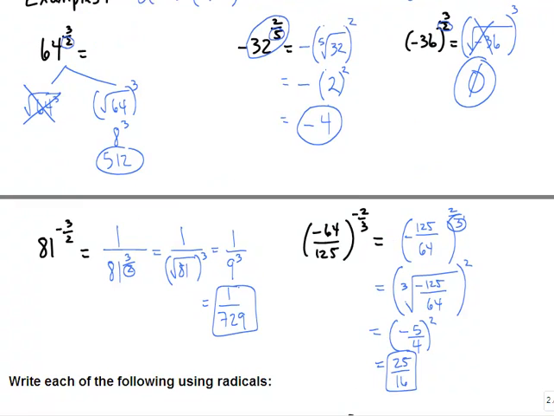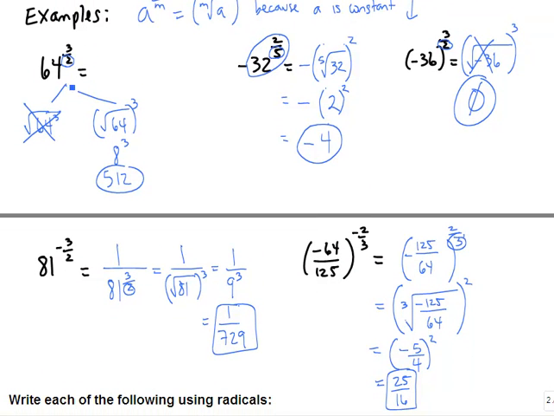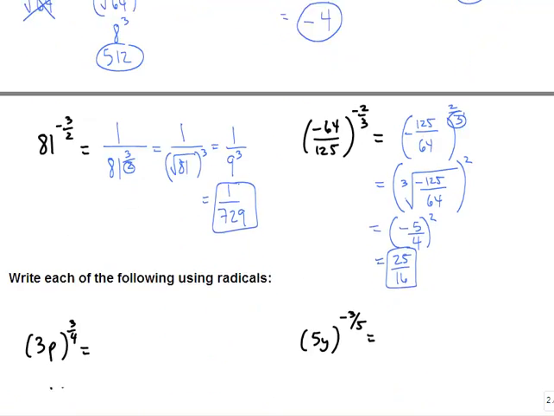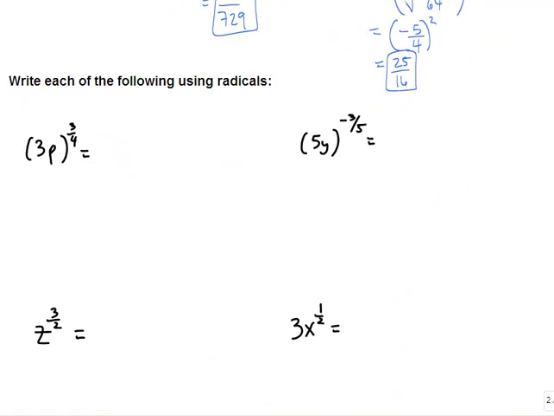So our final answer is positive 25/16. Alright, so all of these examples that we just worked on had constants in the base, numbers in the base. And so if that's the case, usually you want to do the radical first and then raise that answer to a power. In the next few examples, we have variables in our base, 3p, 5y, z, x. So here we want to do the power first usually and then take the radical of that answer.